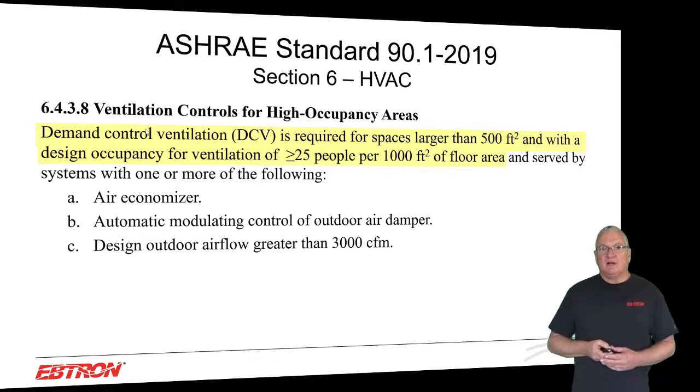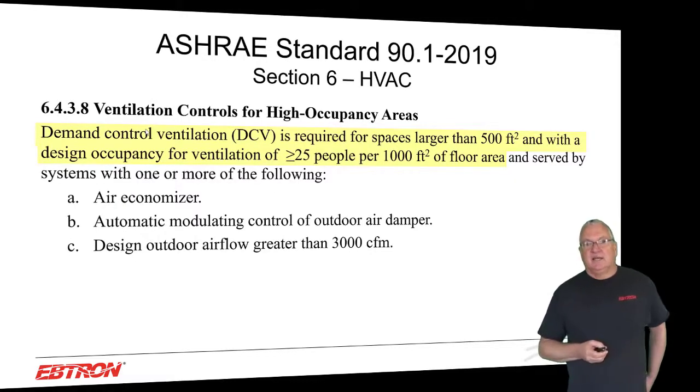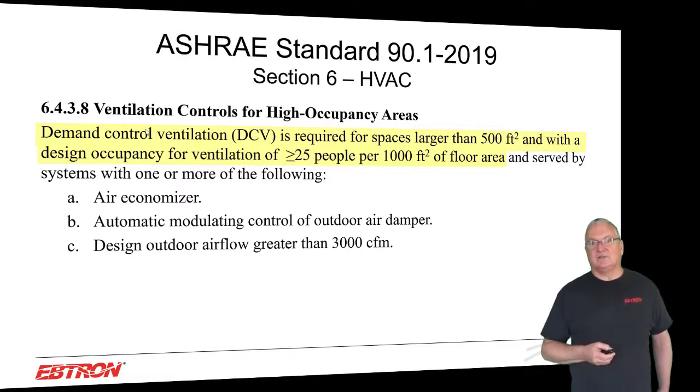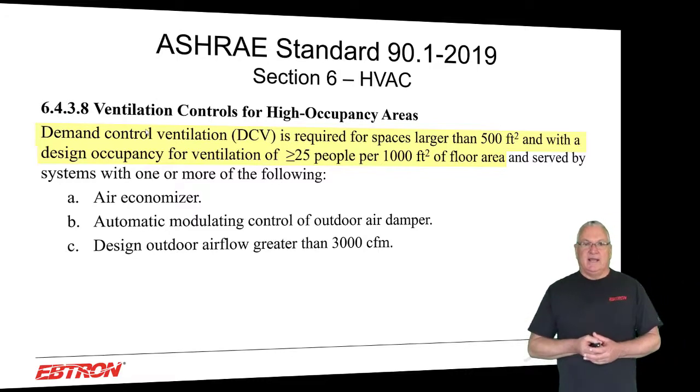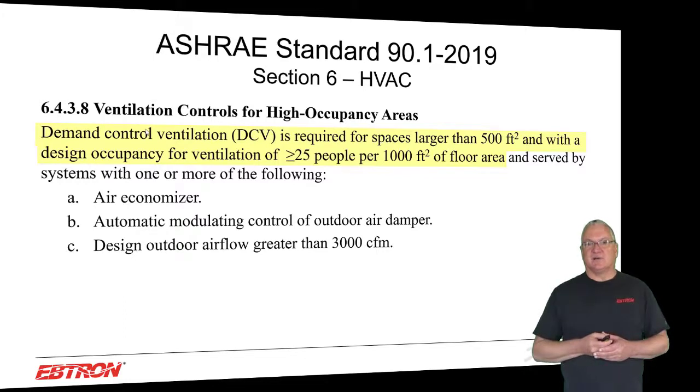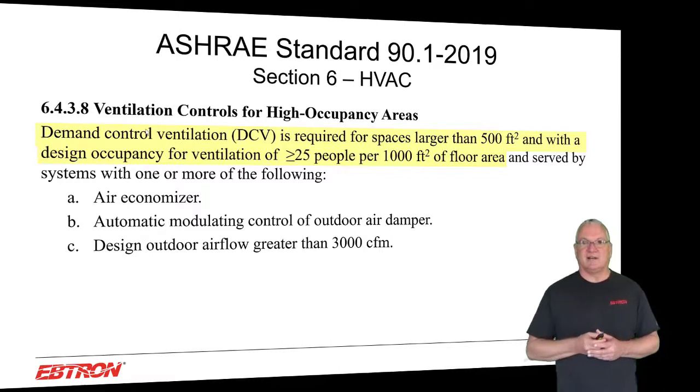So when we talk about DCV, it's basically required by standard 90.1, and it's also required by a lot of your local energy codes, okay? And demand control ventilation is required for spaces larger than 500 square feet and with a design occupancy for ventilation of greater than 25 people per 1,000 square feet of floor area.